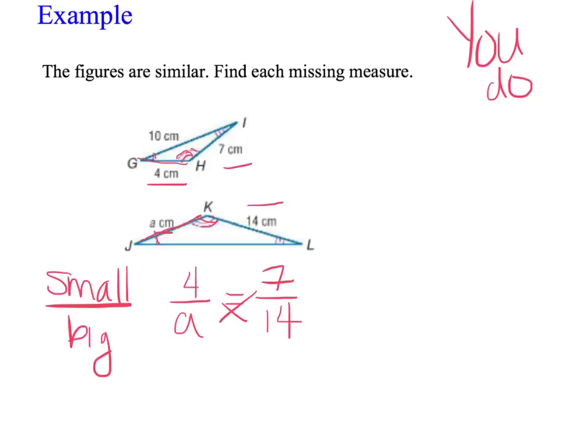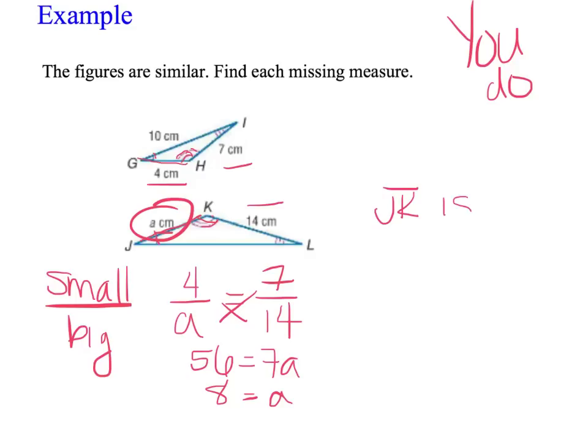Going to solve our proportion here, and 4 times 14 is 56 equals 7 times A, and then divide by 7, and A is 8. So this side JK is 8 centimeters.